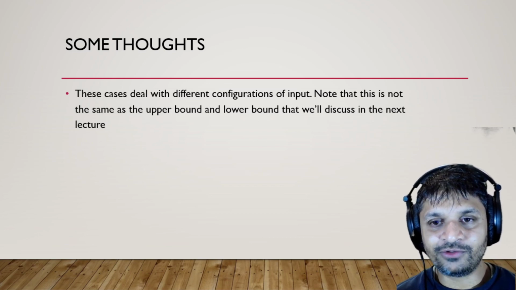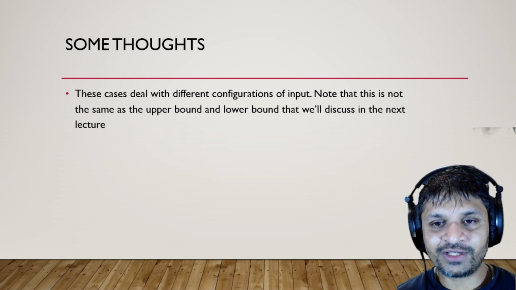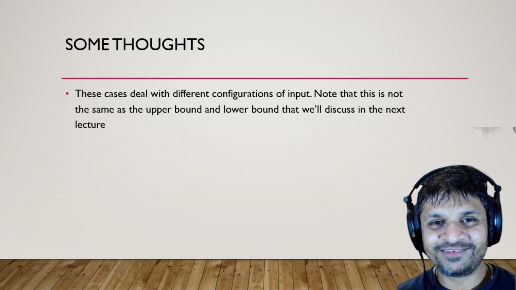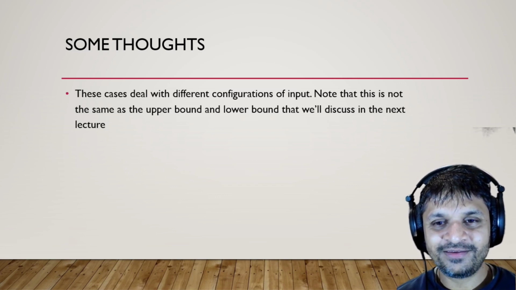The only thing you get to choose when you're talking about best, worst, and average case is the configuration of the input, not its size, and not some other factors which we'll talk about in the next lecture relating to uncertainty. Okay, thank you for listening.